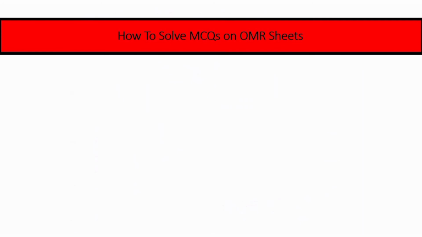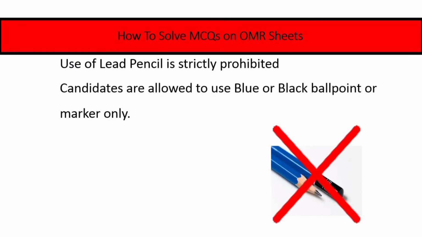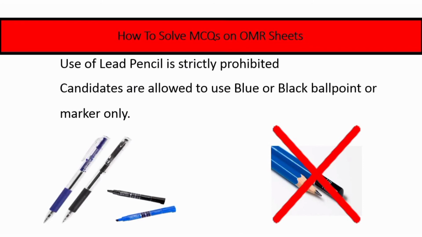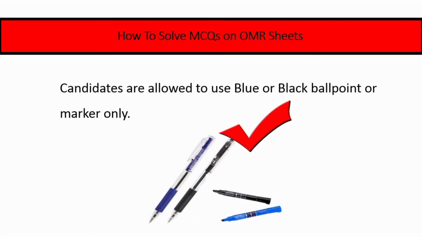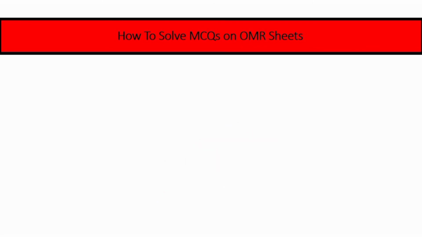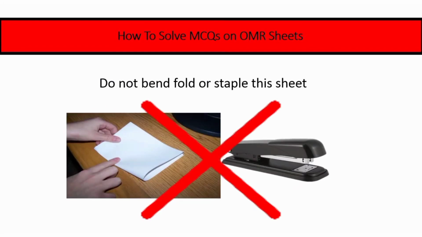Now let's discuss the instructions on how to solve MCQs on the OMR sheet. Use of lead pencil is strictly prohibited. The candidates are allowed to use blue or black ballpoint or markers only. That means you will not use a pencil at all to solve the OMR sheet; only blue and black ballpoints and markers are allowed. And the next instruction is do not bend, fold or staple this sheet. You must neither fold the OMR sheet nor staple it.